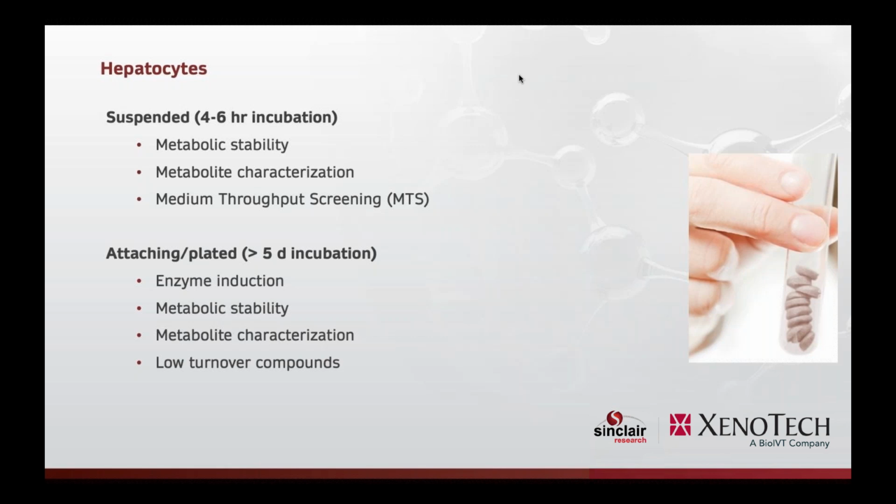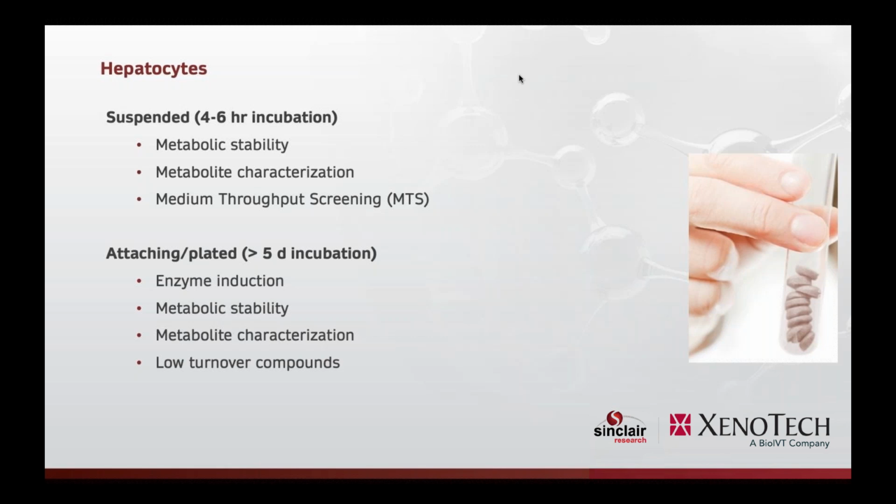So suspended hepatocytes are used for metabolic stability studies and metabolite characterization studies, and being used for shorter incubations, they come at a slightly lesser cost. They're a good choice for medium throughput screening type studies if there's several lead compounds being evaluated to pick a lead. Again, the attaching and plated hepatocytes are used for enzyme induction studies, also metabolic stability studies, and metabolite characterization studies. Specifically, those last two study types are used for the low turnover compounds.